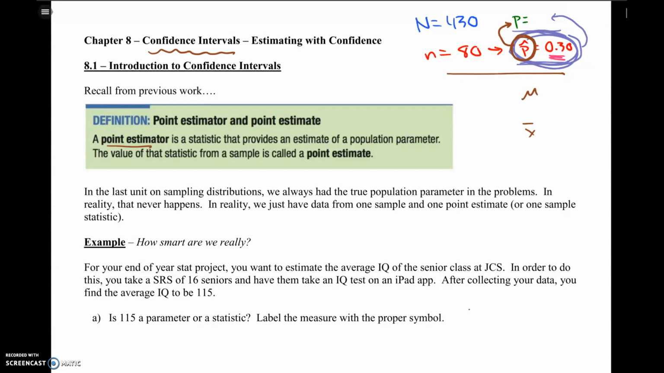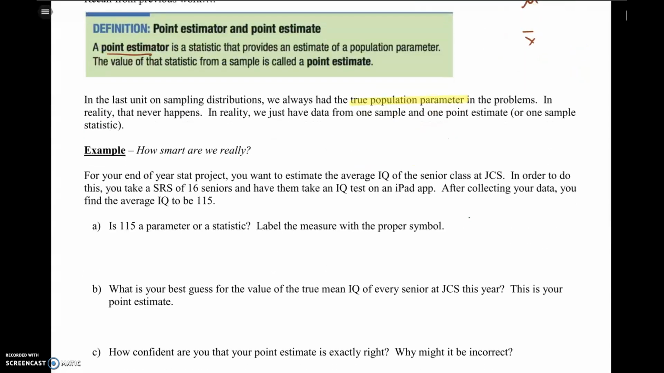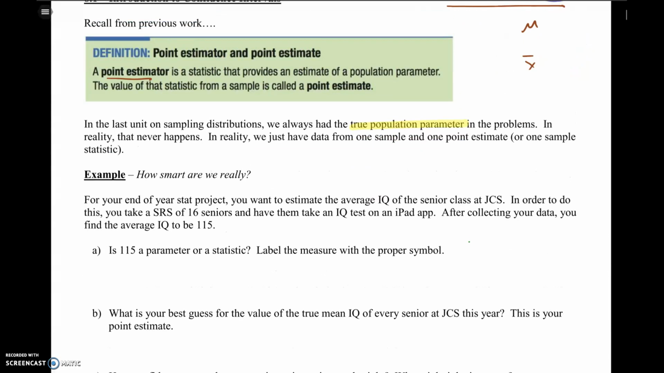In the last unit on sampling distributions, we always had the true population parameter when we did the problems. In reality, that is never going to happen. In reality, we only have the sample data and 1 point estimate. How smart are we really?